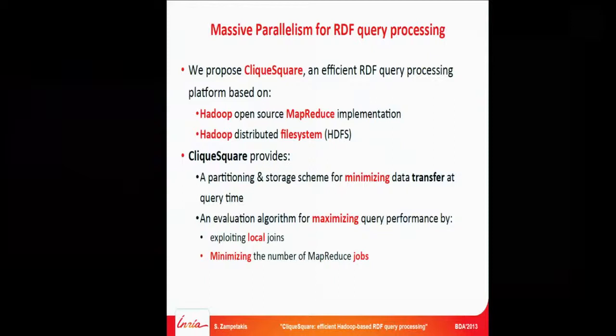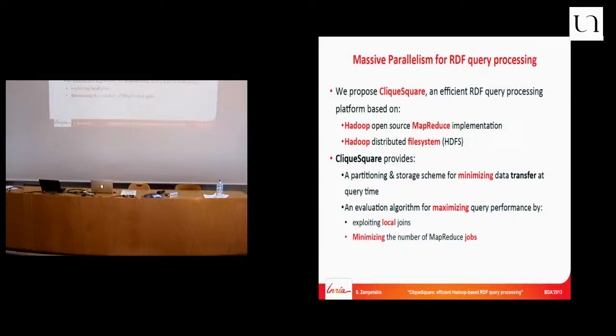Towards this direction, we propose ClickSquare, which is an efficient RDF query processing framework based on Hadoop, the open source MapReduce implementation, and its file system HDFS. So we provide a novel partitioning and storage model to minimize data transfer at query time. And we also provide an evaluation algorithm for maximizing query performance by exploiting local joins and minimizing the number of MapReduce jobs.